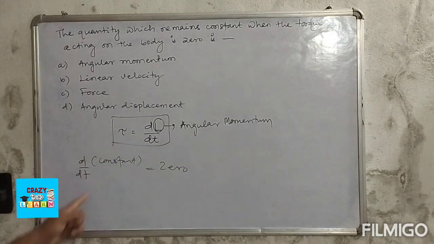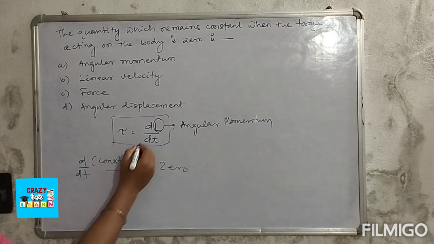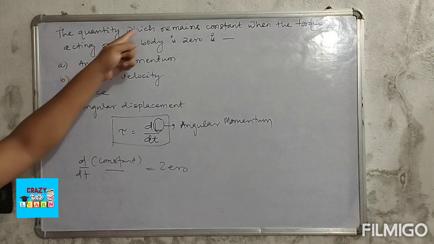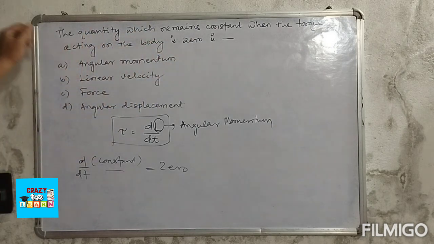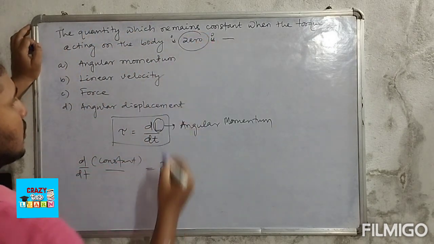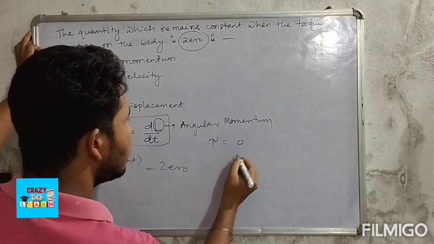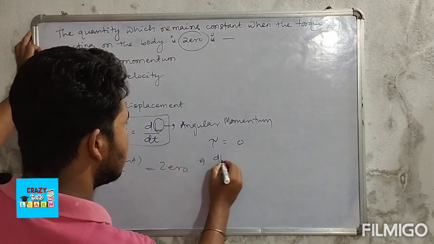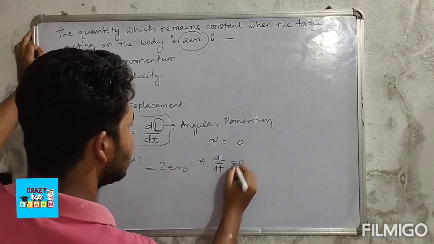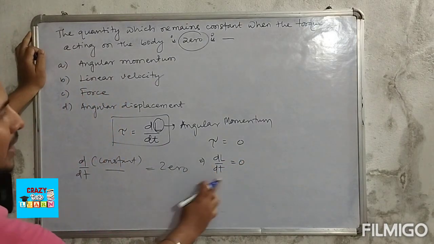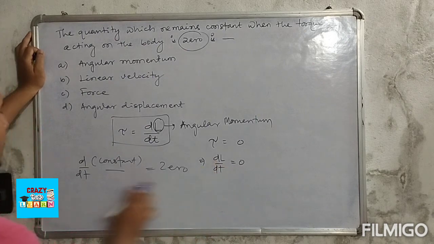So just relate these two things. The derivative of a constant is 0, and it is asked to you the quantity which remains constant when the torque acting on the body is 0. So tau is equal to 0. That means dL by dt is equal to 0.